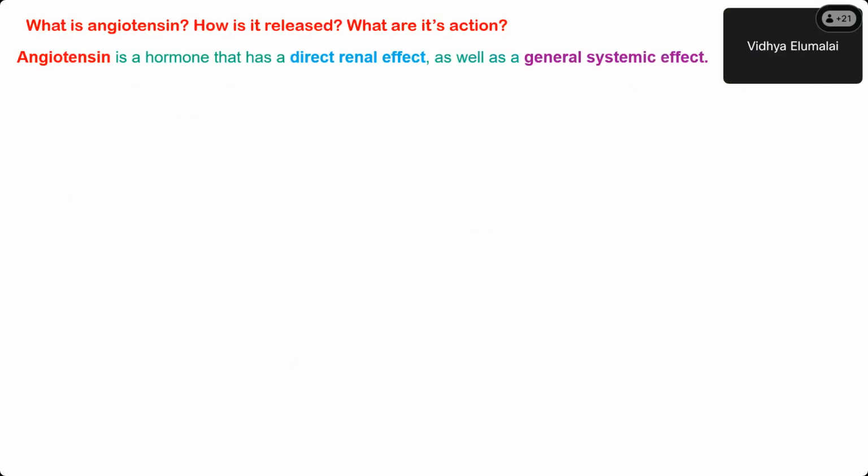Now, what is angiotensin? How is it released? This is the third hormone. What we have seen already are, one, aldosterone, the second, ADH, and the third, angiotensin. How is it released and what are its actions? It is released by the conversion of angiotensinogen from the liver to angiotensin. All this we have already seen. Angiotensin is a hormone that has a direct renal effect as well as a general systemic effect.